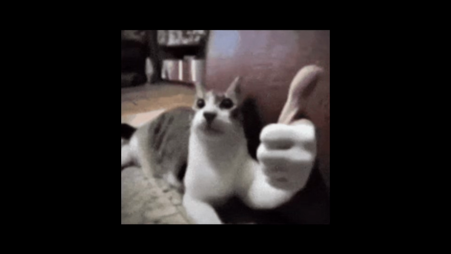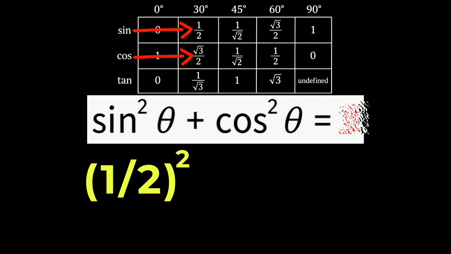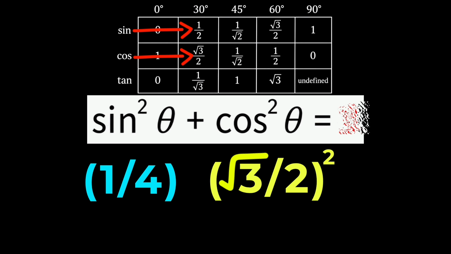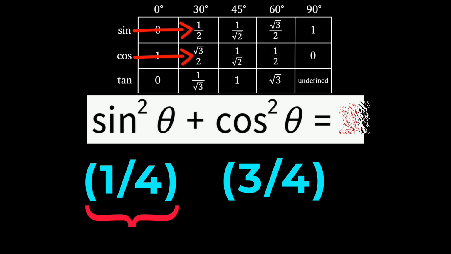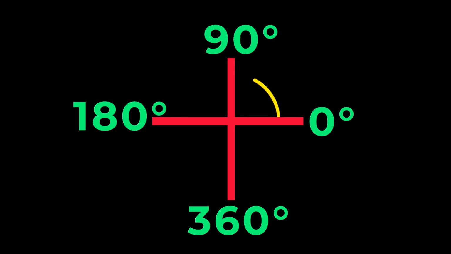Let's verify it. At 30 degrees, sine equals 1/2, and cosine equals square root of 3 divided by 2. 1/2 squared equals 1/4. Square root of 3 divided by 2, all squared, equals 3/4. 1/4 plus 3/4 equals 1. The identity works for every angle.